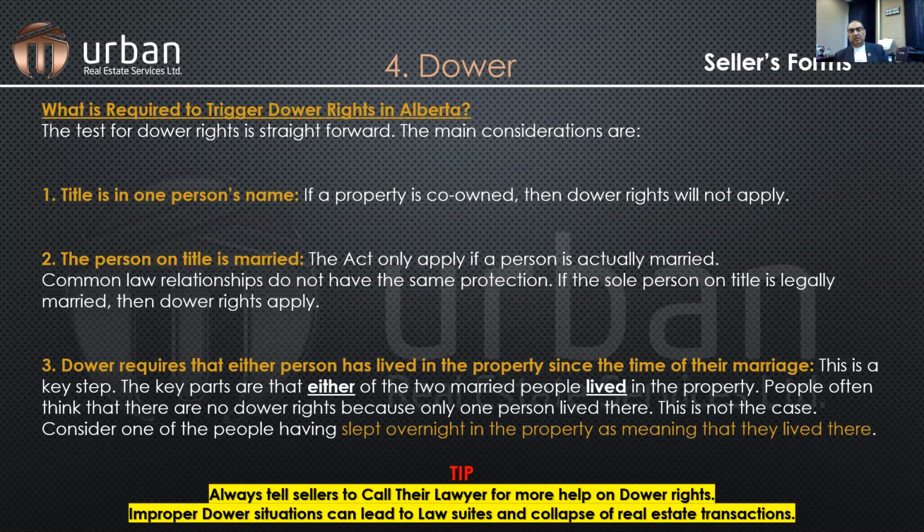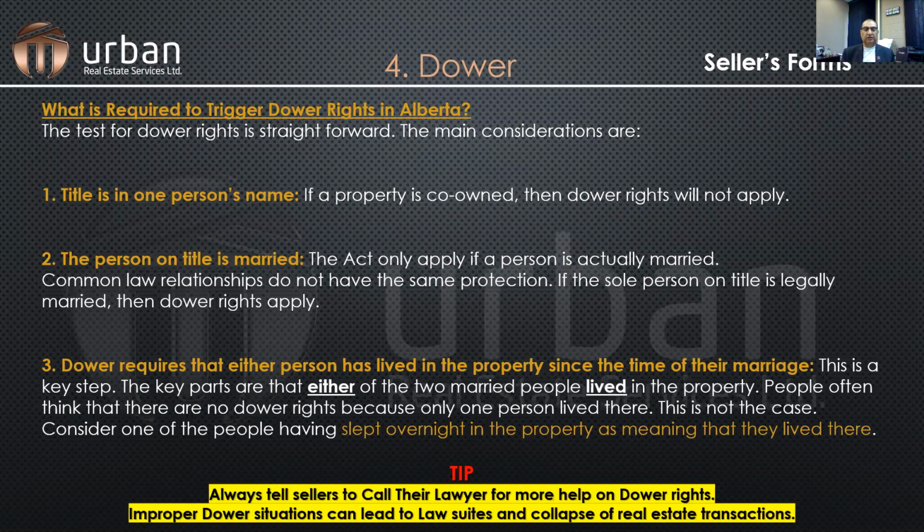So number three is a judgment call where you can ask a few more questions, saying DAVA requires that either person has lived in the property. So there is more than one person living on the property as a spouse or relationship, but only one name on the title, so DAVA is an issue. So this is the key step. The key parts are that either of the two married people lived in the property, right? And people often think that there are no DAVA rights because only one person lived there. That is not the case. You have to understand that.